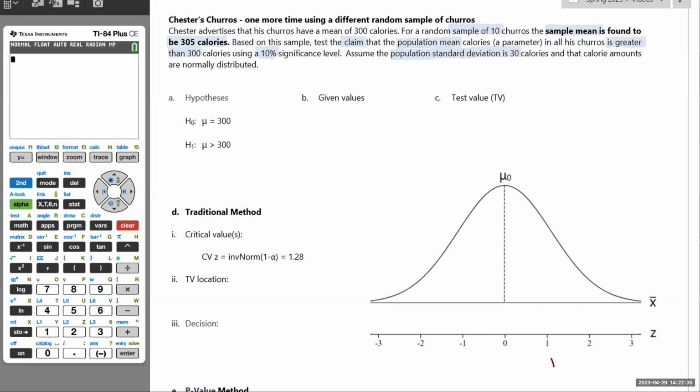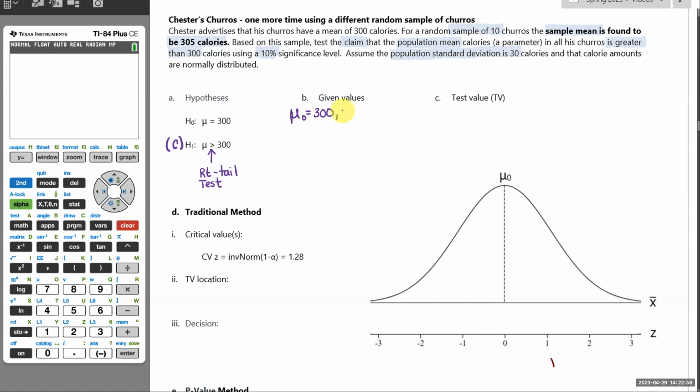So I went ahead and wrote the hypotheses the same as before. So there's our claim. And again, right tail test, anytime it's a greater than, that's a right tail test. So it can't hurt to be a little repetitive here, right tail test. And so the given values are mu naught is 300.